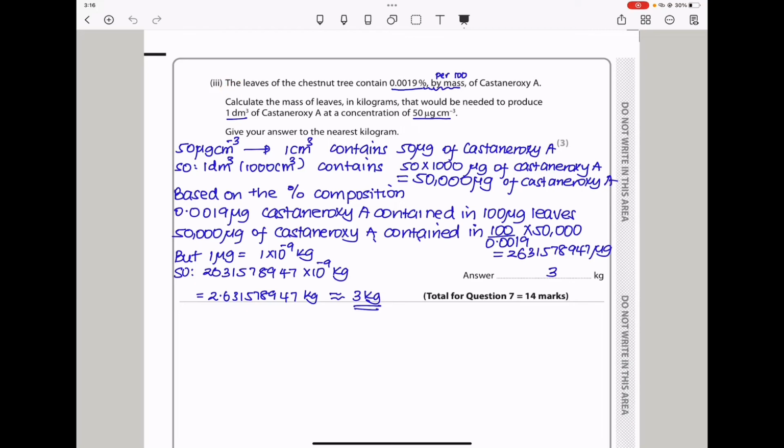So here they say the leaves of the chestnut tree contain 0.0019% by mass of Castaneroxy A. Calculate the mass of leaves in kilogram that would be needed to produce 1 decimeter cubed of Castaneroxy A at a concentration of 50 microgram per centimeter cubed. They want you to give your answer to the nearest kilogram.